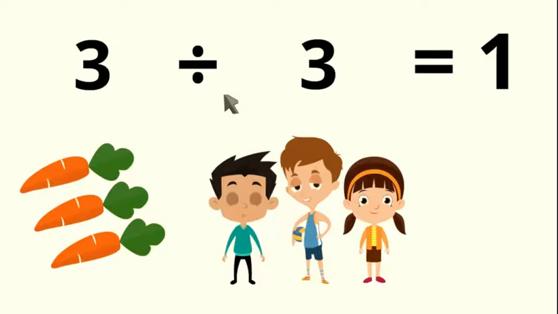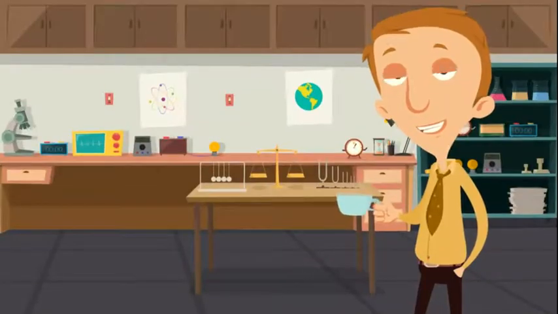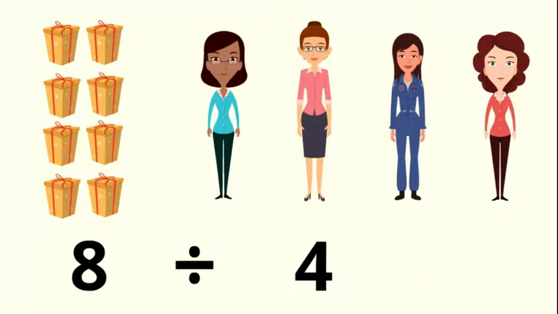Notice right here is the division sign. This is what it looks like. When you see that sign, you could just say divided by. So this reads 3 divided by 3 equals 1. Let's try another example of division. Let's say there are 8 presents, and there are 4 women, and we want each of the women to get the same amount of presents as the other women because we want it to be fair.